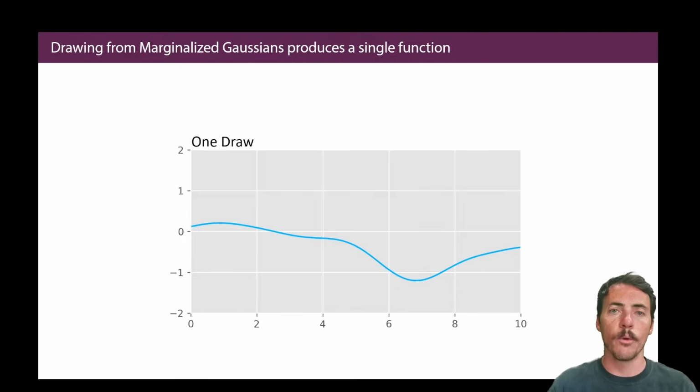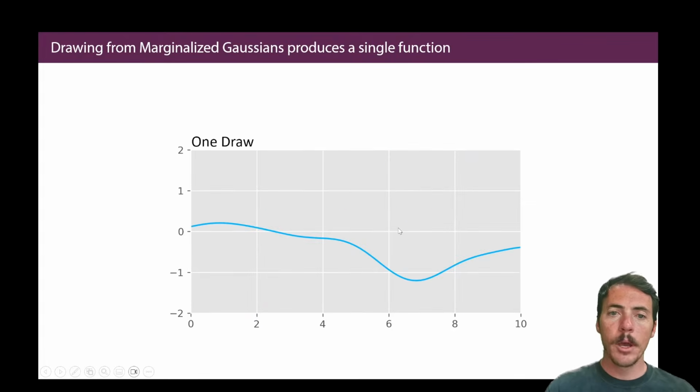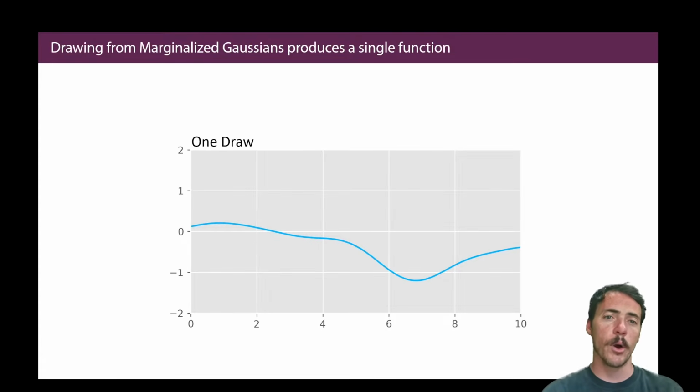distribution. Therefore, if you picked along every value of x and you drew randomly from the distribution, most of the time you'd expect it to be near 0, right? Because that's where the overall probability existed. But you could have different values that sort of move around like this. This is now what we're going to do. This is an example of drawing from marginalized Gaussians to produce a single function.